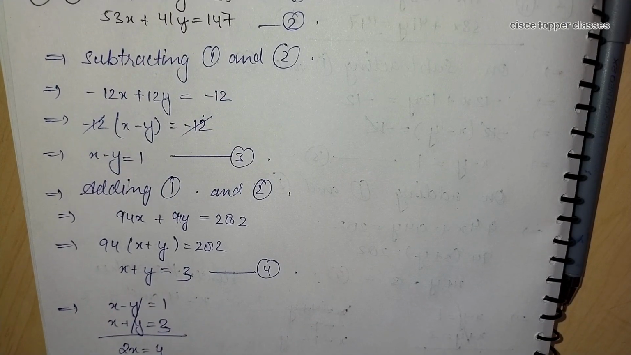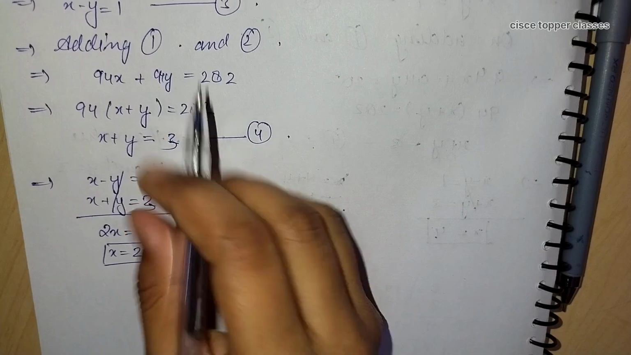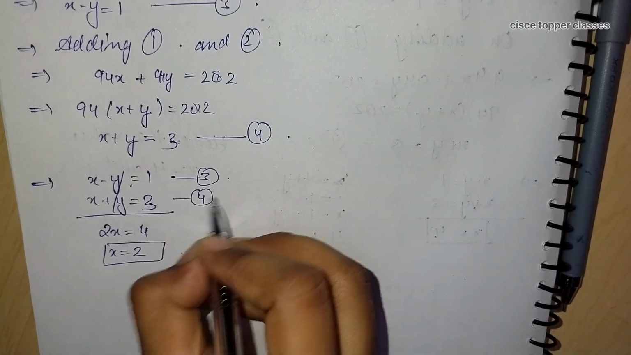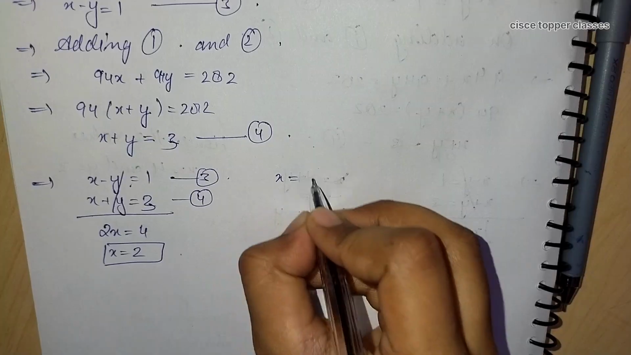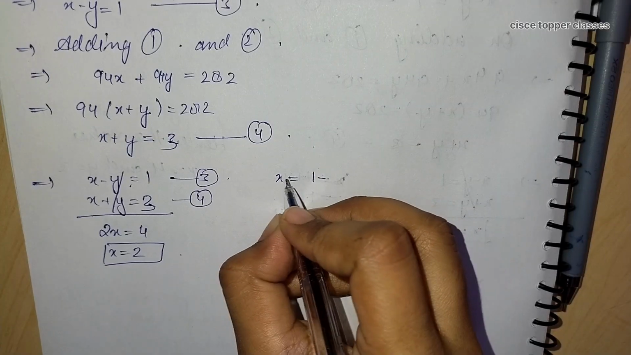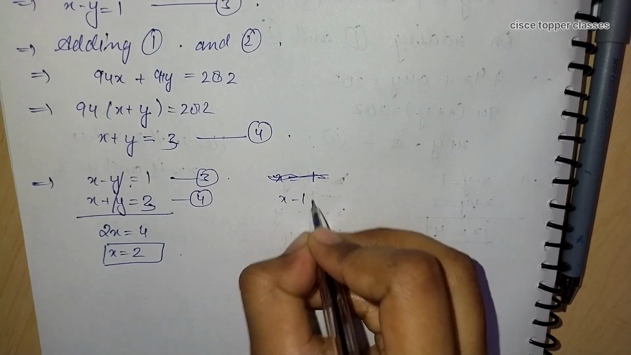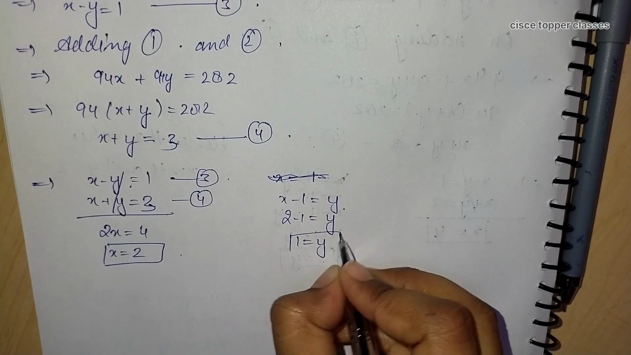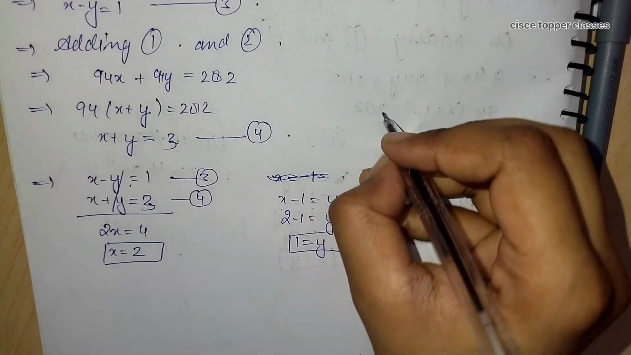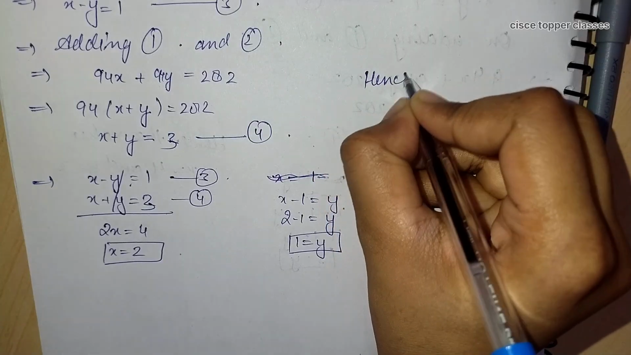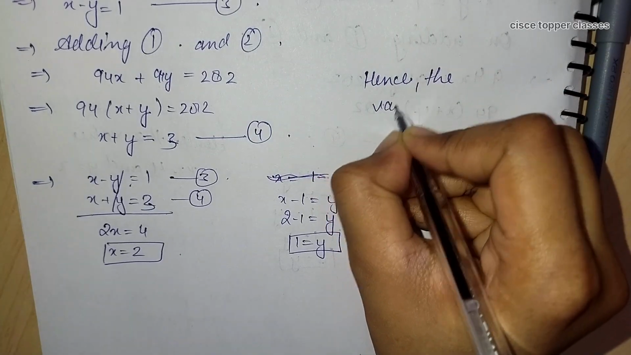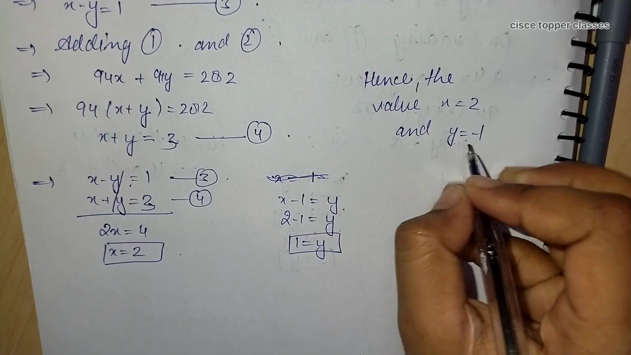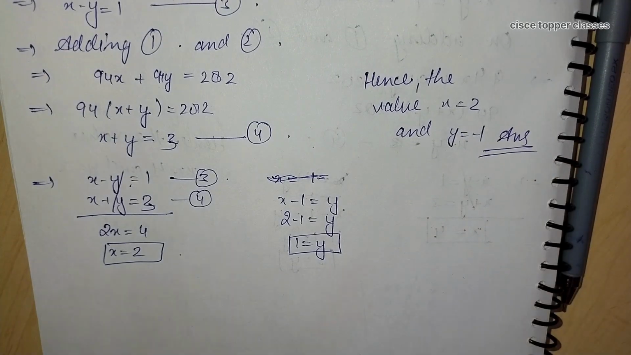Now we can use this x is equal to 2 to find the value of y from the third equation. So x minus 1 is equal to y, so 2 minus 1 is equal to 1. So y is equal to 1. Hence the value of x is equal to 2 and y is equal to 1 is the final answer in this question.